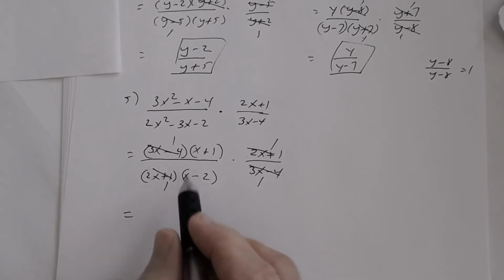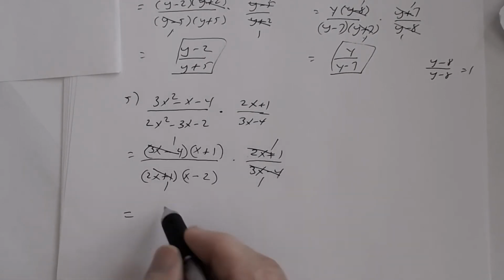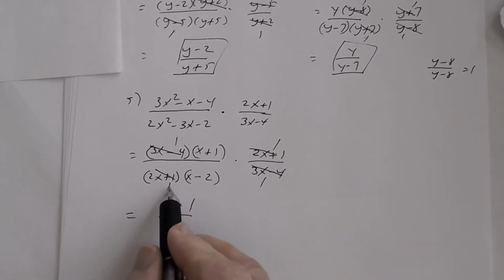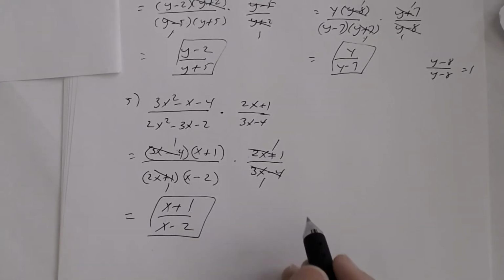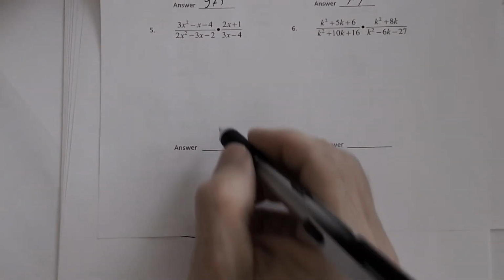And so therefore the answer is 1 times x plus 1 times 1 is x plus 1. 1 times x minus 2 times 1 is x minus 2. So we get x plus 1 divided by x minus 2.